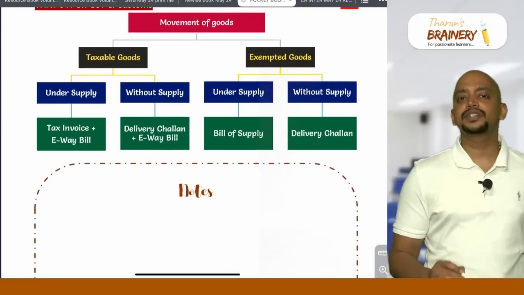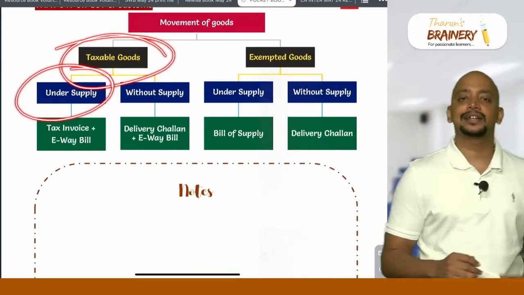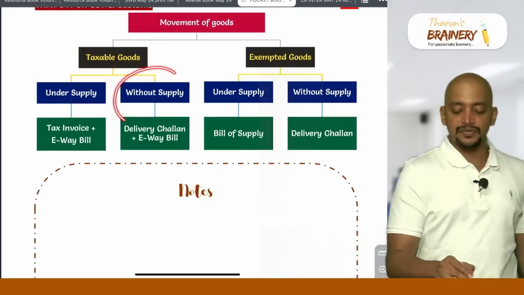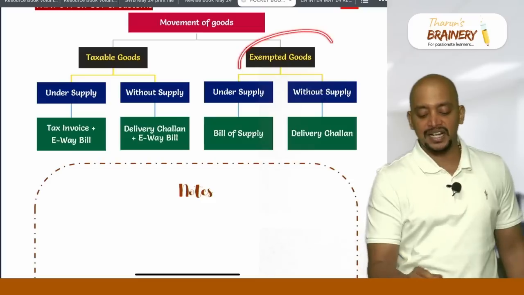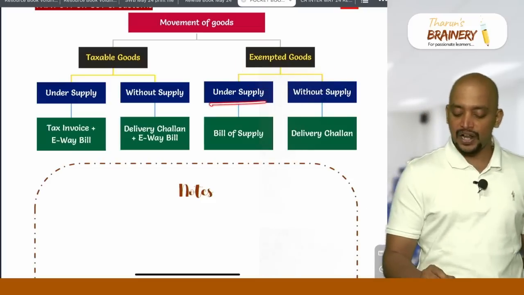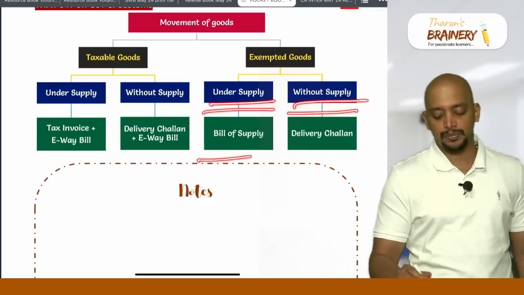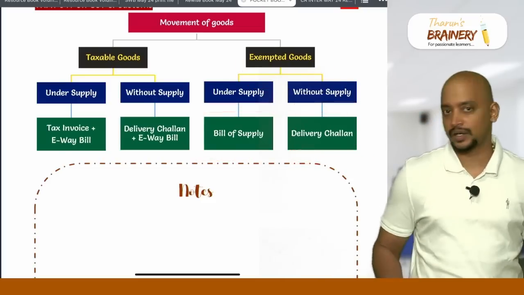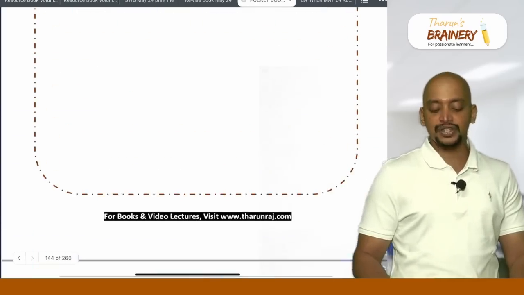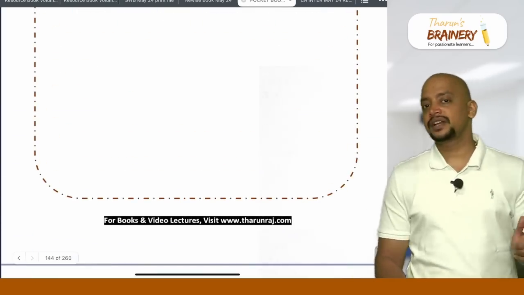And movement of goods: if it is taxable goods under supply, then tax invoice plus e-way bill. If it is without supply, delivery challan plus e-way bill. When it is exempted goods, then bill of supply under supply, and delivery challan without supply; e-way bill is not required in that case. So these are the provisions with respect to accounts and records and e-way bill.